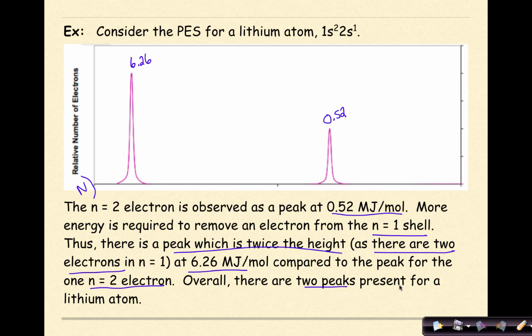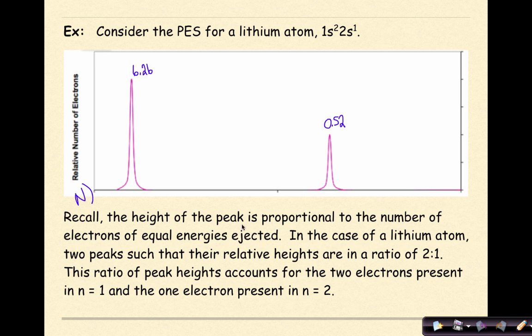Overall, there are 2 peaks present in a lithium atom. So this peak right here represents 2 electrons, while this peak right here represents 1 electron. And we can see, because this is double the height of this one. So this peak right here, especially since it's closer to the nucleus, would represent 1s2, and this peak right here would represent 2s1. Recall, the height of the peak is proportional to the number of electrons of equal energies ejected.